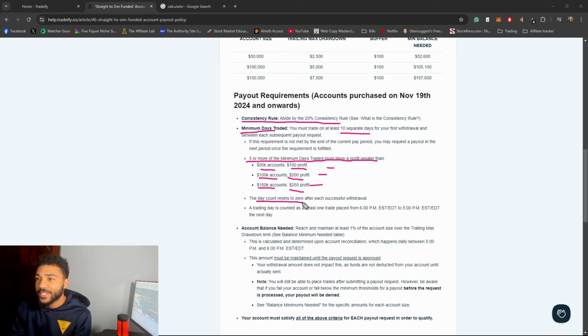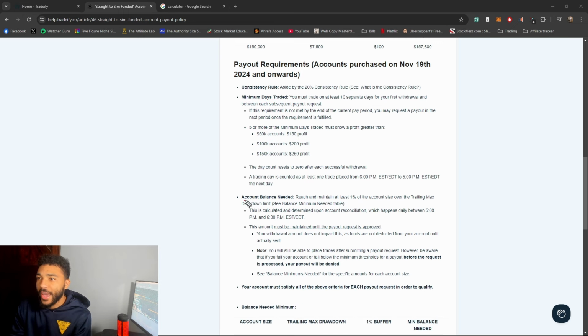The day count resets to zero is the exact same. And then the trading day counted is the exact same. Another thing that they changed was the account balance needed to actually make a withdrawal. So you have to reach and maintain at least 1% of the account size over the trailing max drawdown limit. So instead of the $100, now it goes to 1%. Everything else here is saying the exact same.